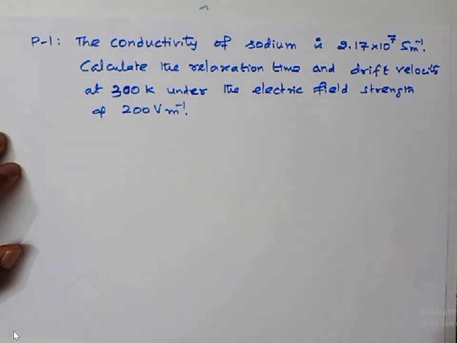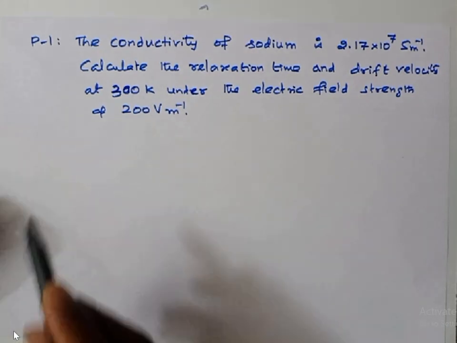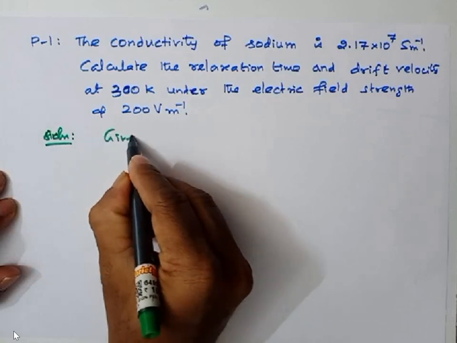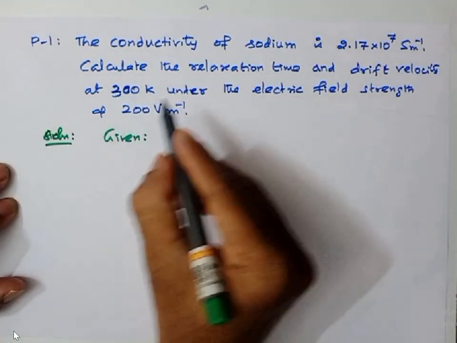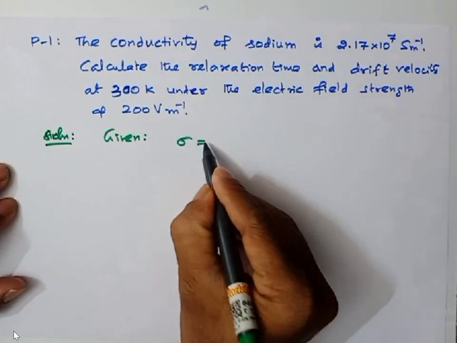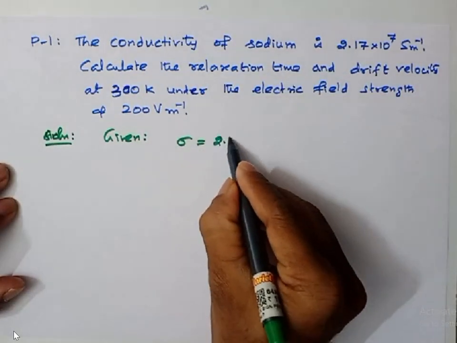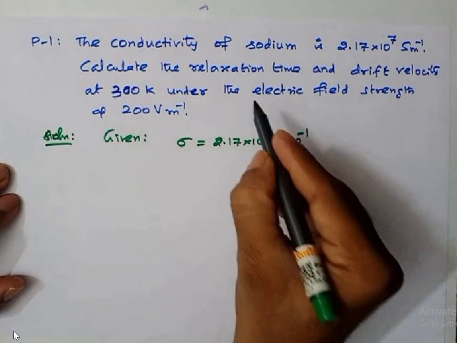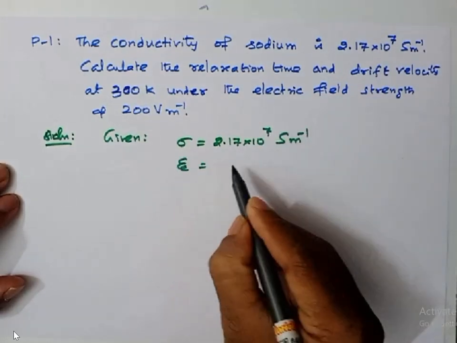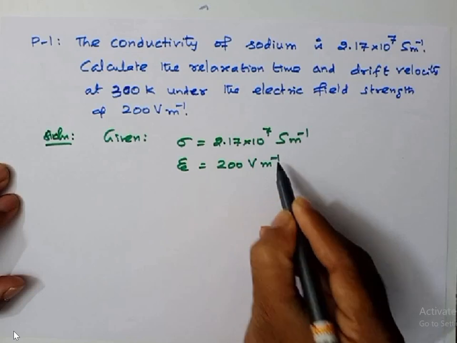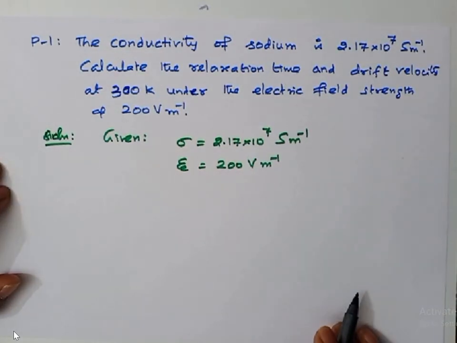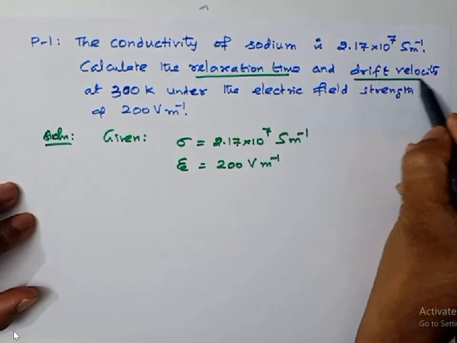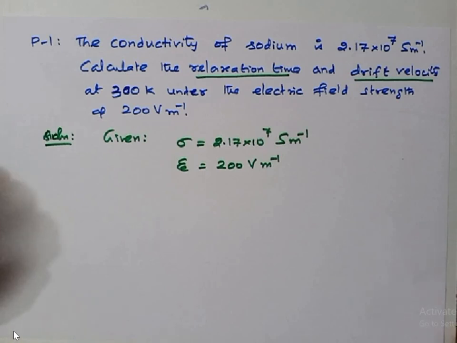So what are the data given? Solution. Conductivity is given. We use the symbol sigma for conductivity, which is 2.17 into 10 to the power 7 Siemens per meter. Then the electric field strength is given, epsilon is equal to 200 volt per meter. Both values are given in SI unit. Now first we'll calculate the relaxation time, then we'll calculate the drift velocity. How to calculate the relaxation time?